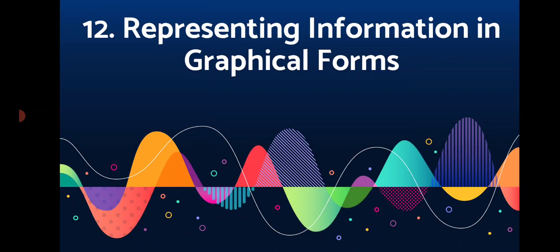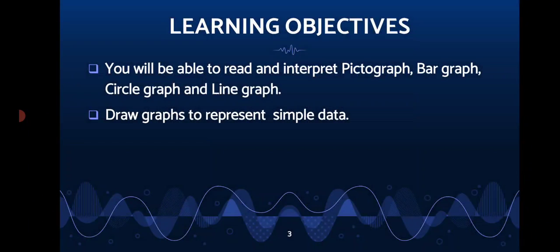Before we learn the graph, let's see what is the learning objective. You will be able to read and interpret pictograph, bar graph, circle graph and line graph. That means you will be able to understand the graph, and also extract the data from the graph. And once you know how to read and extract the data, you will also be able to represent the data, and you can also draw the graph on your own.